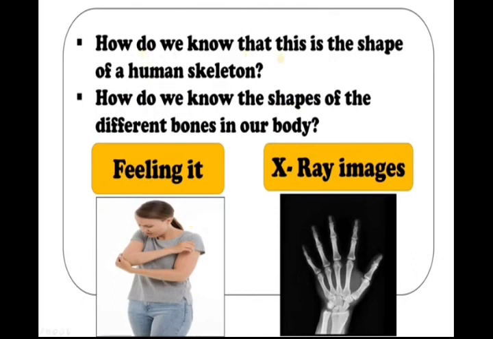Let's study in detail. How do we know that this is the shape of a human skeleton? How do we know the shapes of the different bones in our body? There are two ways. One way is just by touching or feeling it. The second way to understand the bones is to take X-ray images. These are the two methods: we ourselves can feel it, or by taking the X-ray you can identify the bones.